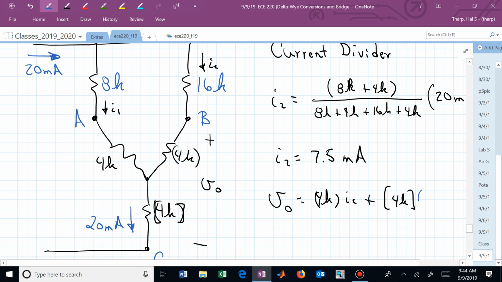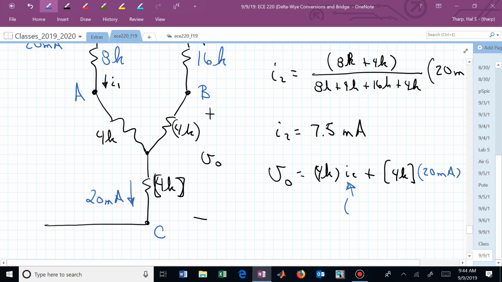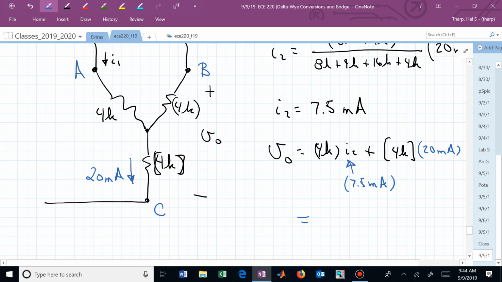And I didn't label it as anything, so let me just call it this, I sub 2. What's 4 times 7.5? 30. And the K and the milli cancel. 420s are 80. Do you see that V naught is 110 volts? That was what we were trying to find.